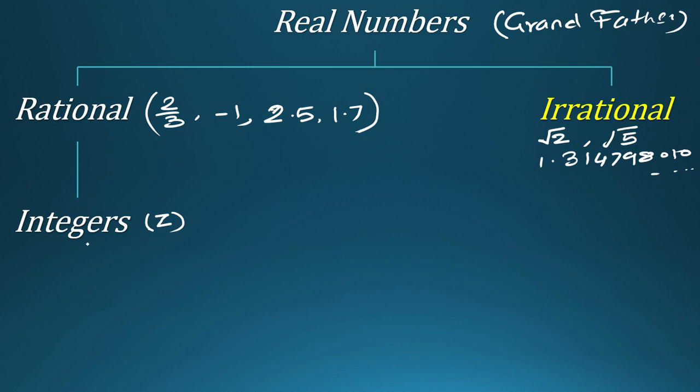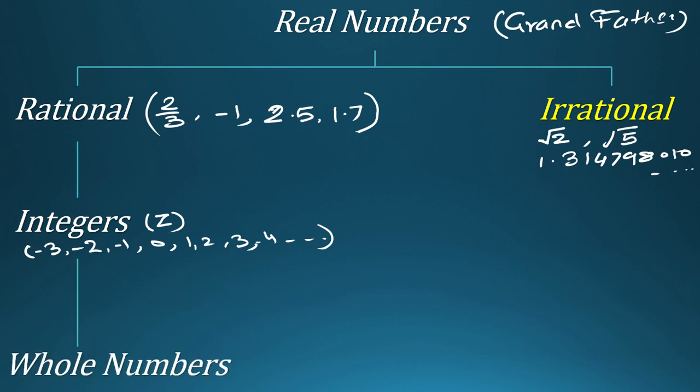Now, integers may be positive numbers, may be negative numbers, but without decimal point: -3, -2, -1, 0, 1, 2, 3, 4, like this. Okay. So you can see here, we don't have any decimal point in the integer, no fractional value in the integer. Okay, just remember all these things.